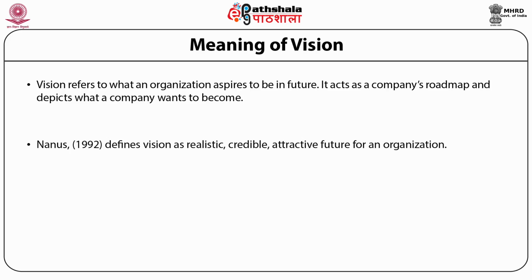In 1992, Nanus defined vision as a realistic, credible, attractive future for an organization. Look at the three terms that Nanus uses, which means it has to be realistic, it has to be credible, everyone should believe it, and it should also be attractive. So the future has to be really attractive to motivate everybody to achieve that attractive future.